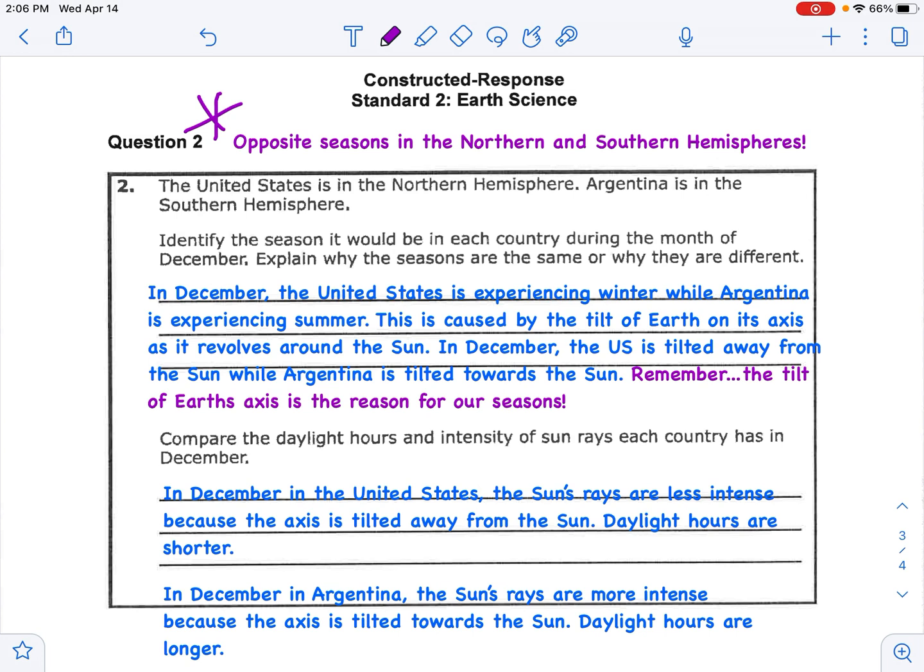We got to remember here, guys, that opposite hemispheres have opposite seasons. So if we have winter in the northern hemisphere, it is summer in the southern hemisphere. If we have spring in the northern hemisphere, we have fall in the southern hemisphere.